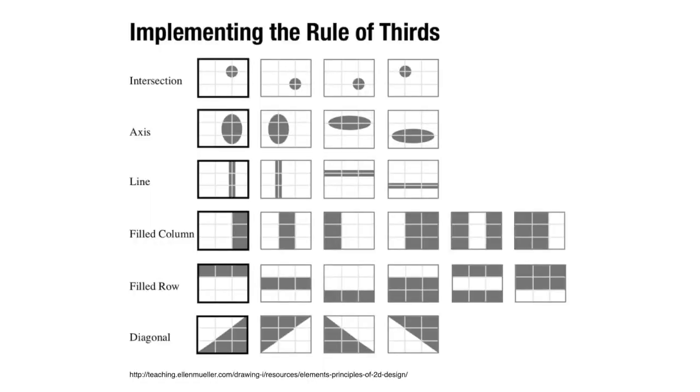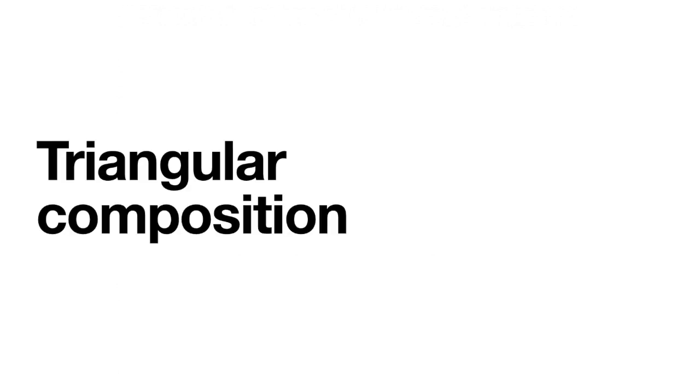This is implementing the rule of thirds, so it's kind of tips about how to use it. Firstly, you can put your focal point in the intersection spot, or you can put it inline, or fill in the column or the row, or you can also put it on the diagonal line as well. Another one is going to be triangular composition.